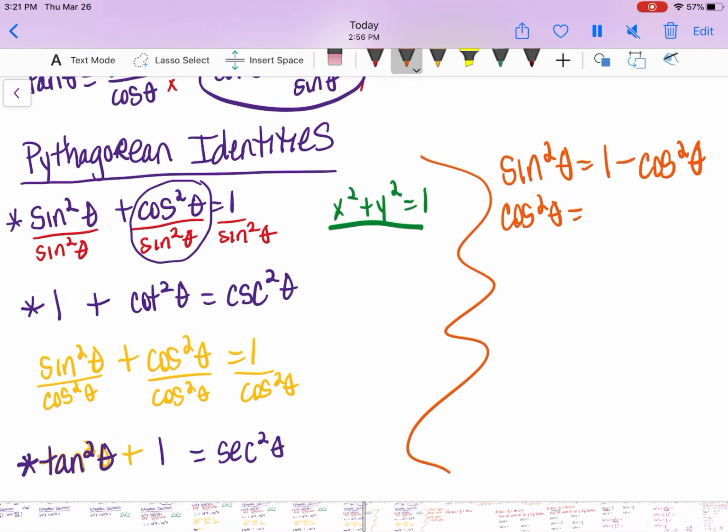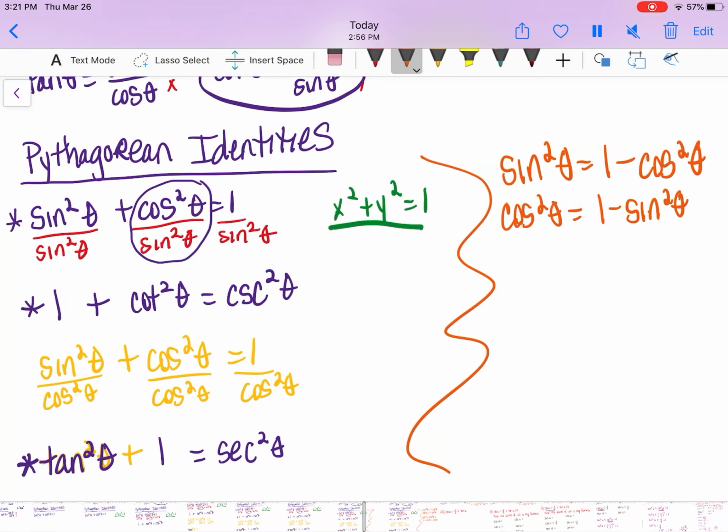When I solve for cosine squared theta, that would be 1 minus sine squared theta. Okay. So that's 3 different versions of the same identity. Okay. Now we can look at the other 2 identities in the same way.